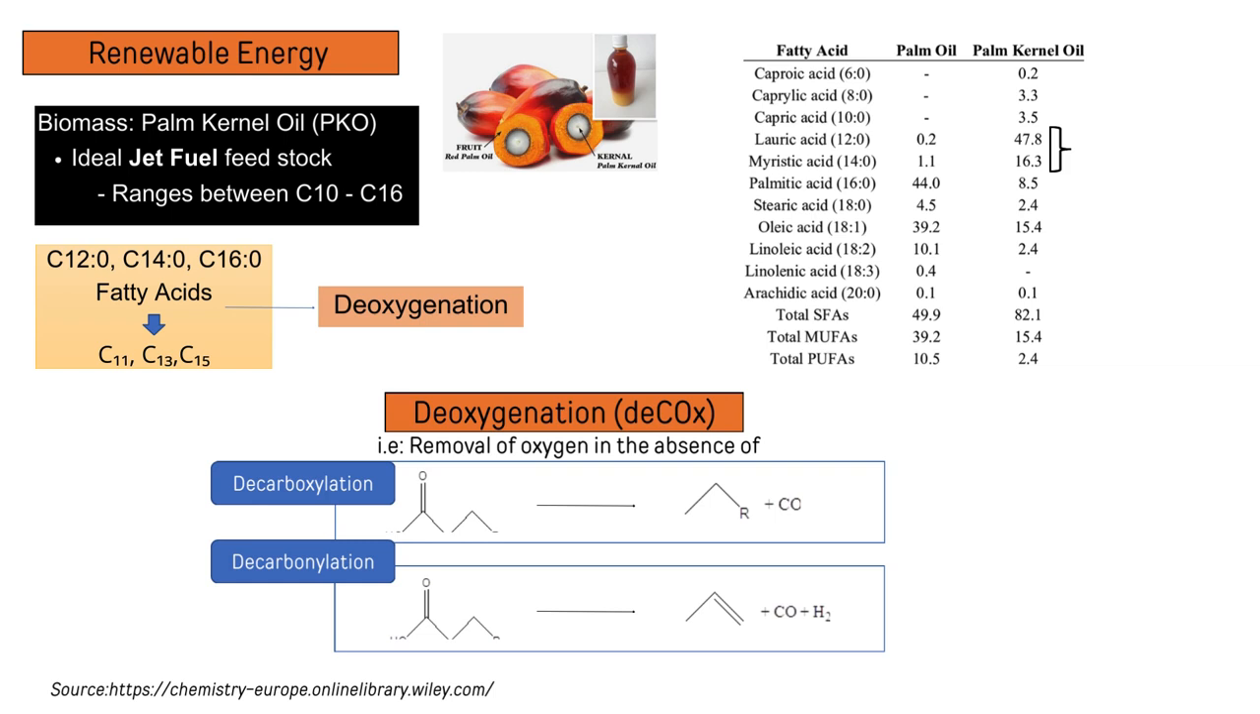Palm kernel oil is rich in C12, C14, and C16 fatty acids, which will undergo deoxygenation to produce C11, C13, and C15 hydrocarbon chains. This deoxygenation method is derived of decarboxylation and decarbonylation.